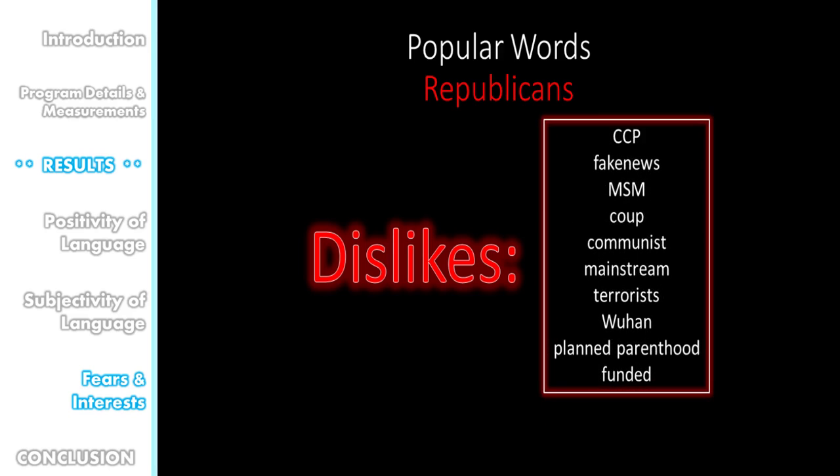Here we see more of their dislikes. CCP, that is the China's Communist Party, so they don't like China, which is why you see Wuhan appear here as well, and also communist. They don't like media, that's why they use the words fake news and mainstream media and mainstream. They don't like abortion, which is why you see funded and Planned Parenthood here, and coup, which shows that they're afraid that there's going to be a government coup against President Trump. And here again, you see they don't use the word terrorism, they use the word terrorists. So for them, it's more personalized, even though they're both referring to the same problem.